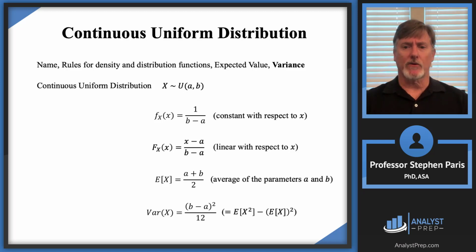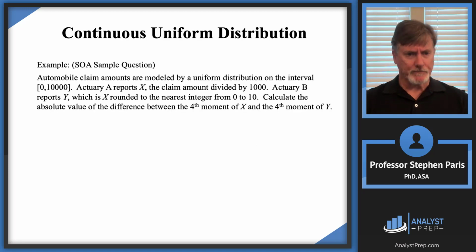Okay, let's look at an example. This is an SOA sample question. It's an example with respect to uniform distributions, and as you'll see, it has both continuous and discrete examples in here. So we've got automobile claim amounts modeled by a uniform distribution on the interval from 0 to 10,000. Actuary A reports capital X, the claim amount divided by 1,000, and Actuary B reports capital Y, which is capital X rounded to the nearest integer from 0 to 10. And now we want to calculate the absolute value of the difference between the fourth moment of capital X and the fourth moment of capital Y.